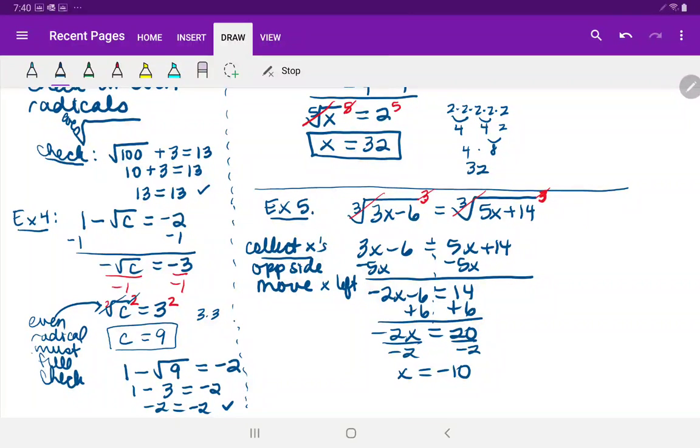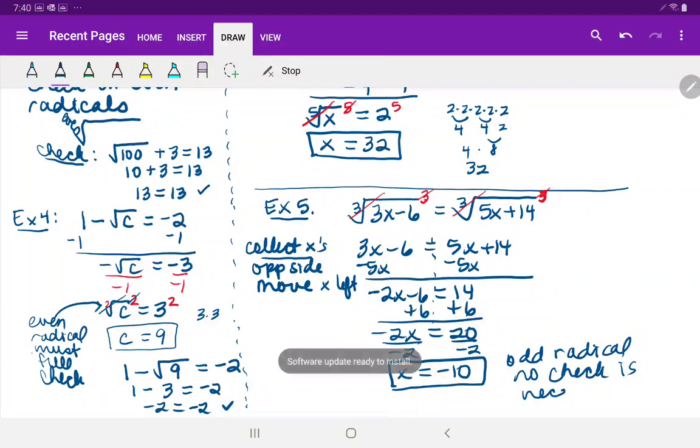Do I need to check? Now I could have gotten it wrong just because I made an error. But do I actually need to check? And the answer is no, because it's an odd radical. So odd radical, which means there's an odd in the corner, no check is necessary.